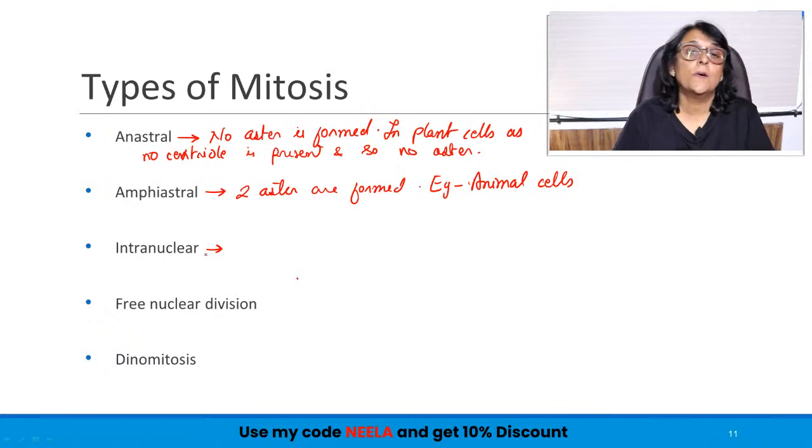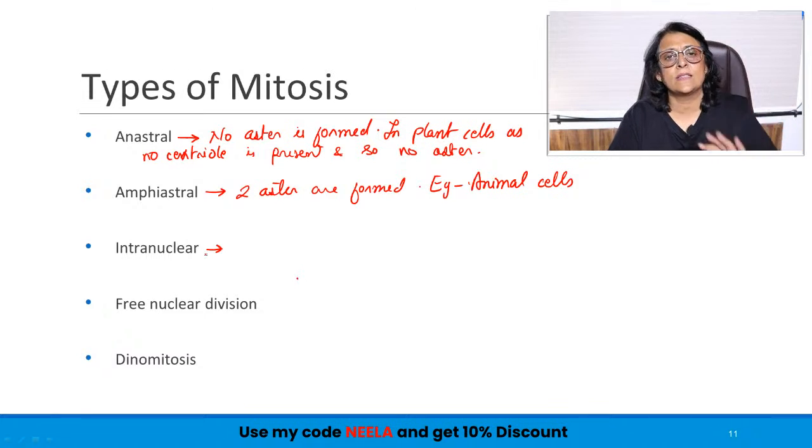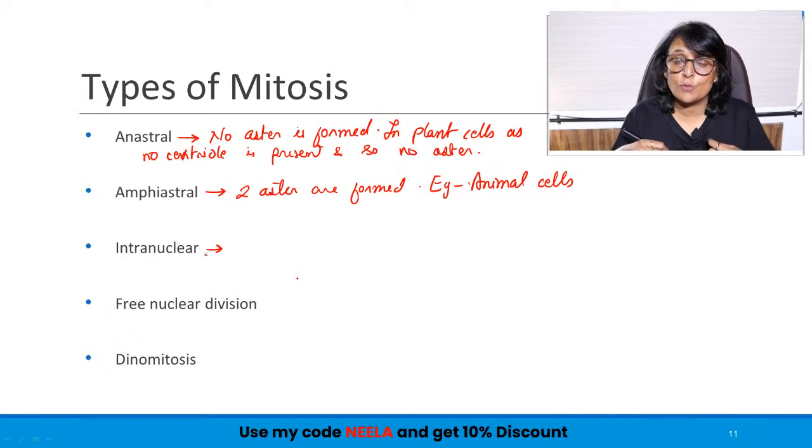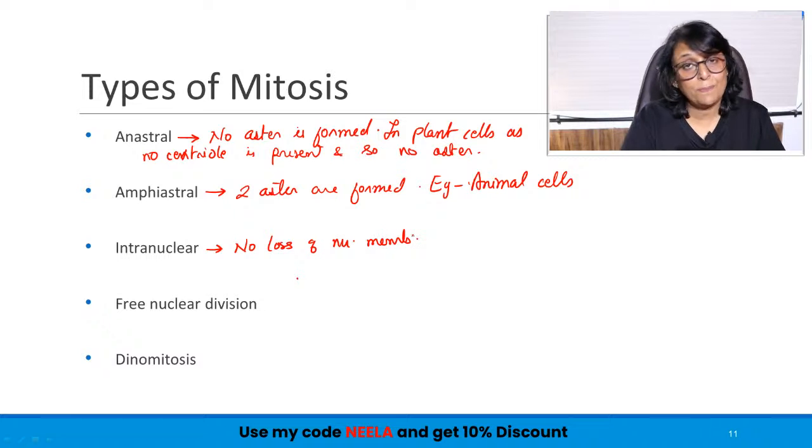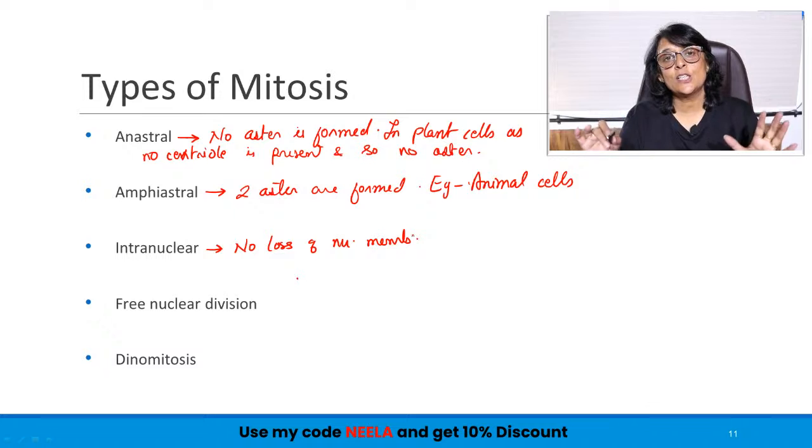Now let us come to this third. We have not studied this. We just talked about amphiastral and anastral, which are the basic types, most common in plants and animals. Now when we talk of intranuclear, it is mitotic division. That means it is equational, an equal distribution of genetic material. The same number of chromosomes would be there in the daughter cells. But in this, there is no loss of nuclear membrane. If you remember what happens in prophase, the nuclear membrane, nucleolus, and the membranes of the organelles start to dissociate, and the entire space inside the cell is now available for the chromosomes to move. That was the common type of mitosis that we talked of. Here, the nuclear membrane does not dissociate.